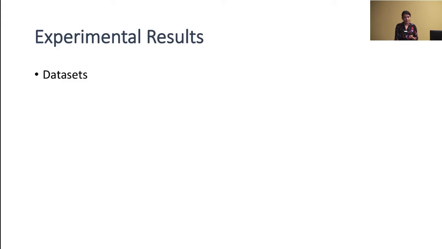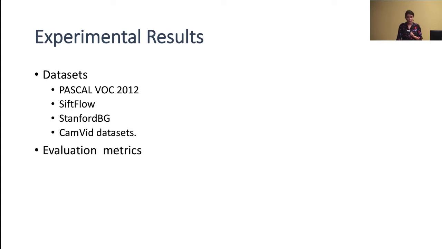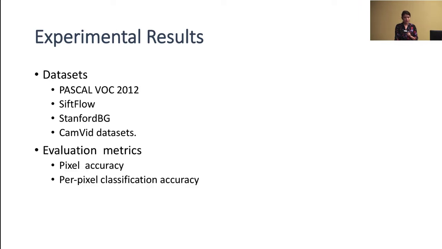So we tested our method on different datasets: Pascal VOC 2012, SiftFlow, Stanford Background, and CamVid. And we have three different metrics: pixel accuracy, per-pixel classification accuracy, and the average of region intersection over union, or mean IU.